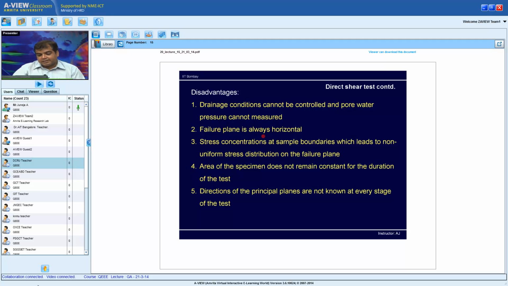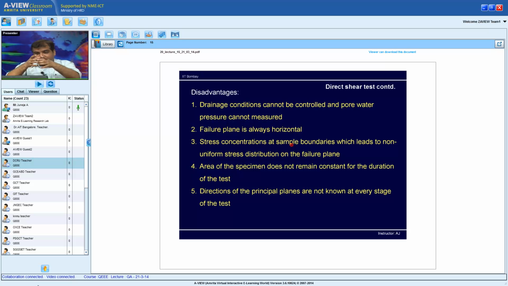The second thing is that the failure plane is always horizontal. Remember, I have two halves which have started to slide, and during the sliding the failure plane always remains horizontal. This is again a major drawback, because in a soil element, when I have vertical and horizontal stresses, it is possible that with the combination of vertical and horizontal stress, the failure plane is at an angle alpha, and definitely alpha is not 0.